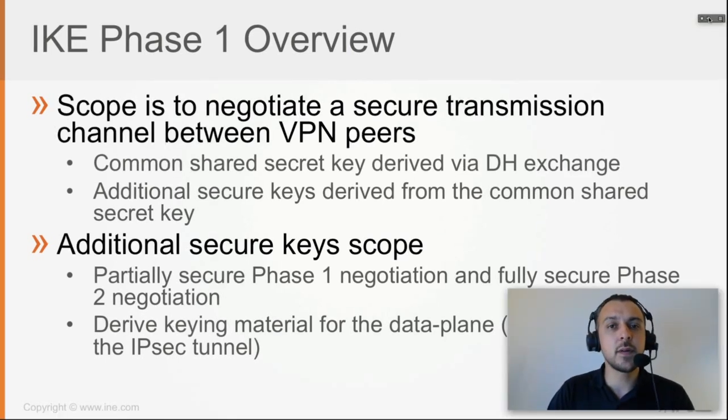So to make it clearer, the scope of phase 1 is to negotiate a secure communication channel, which means the VPN gateways end up with the same secure keys without sending them over the wire. Then they're going to use those secure keys to secure the last messages of phase 1 and to secure the negotiation of phase 2. And also they derive keys so that when the IPsec VPN tunnel is up, those additional keys are going to be used for actually securing the traffic being sent through the IPsec tunnel, so the data plane.